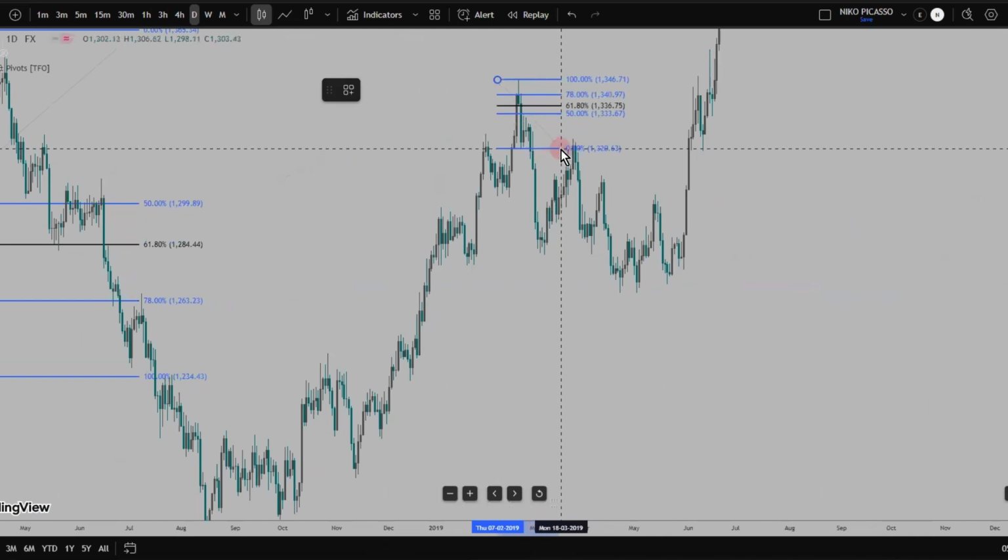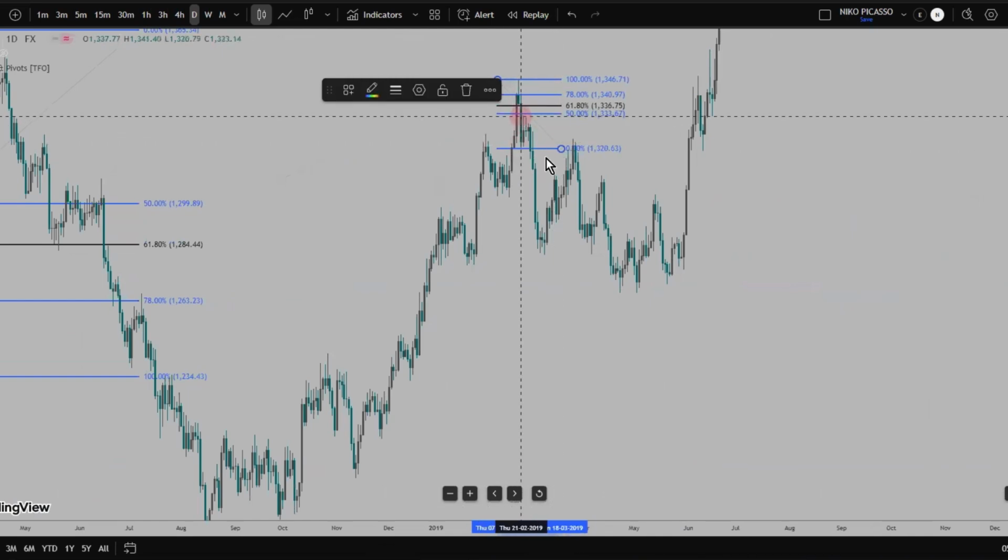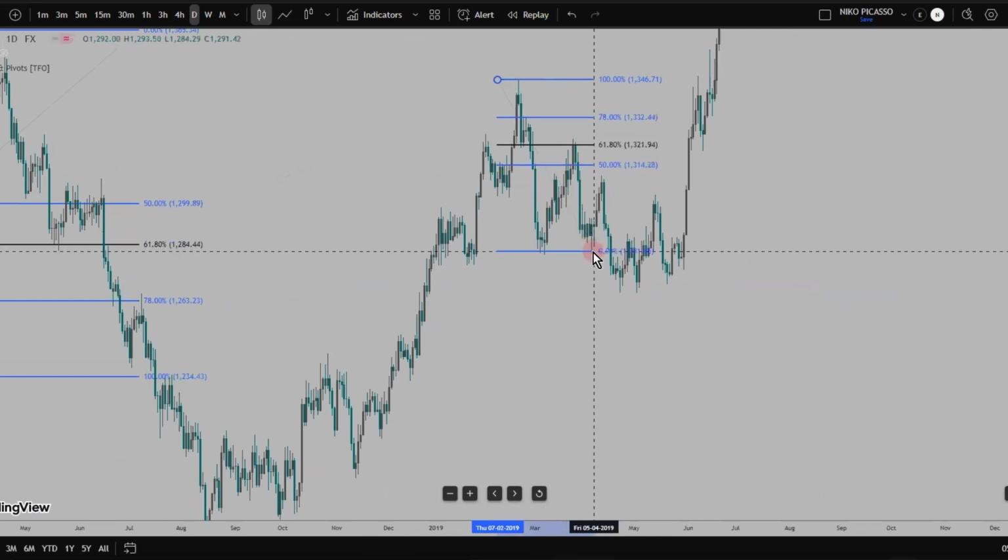So here we start here. We have the first retracement. The market fails to come to 50. Fine. We extend the zero level here.